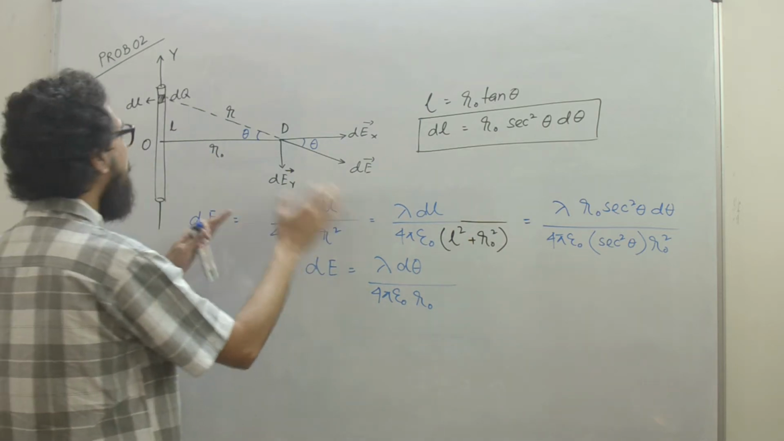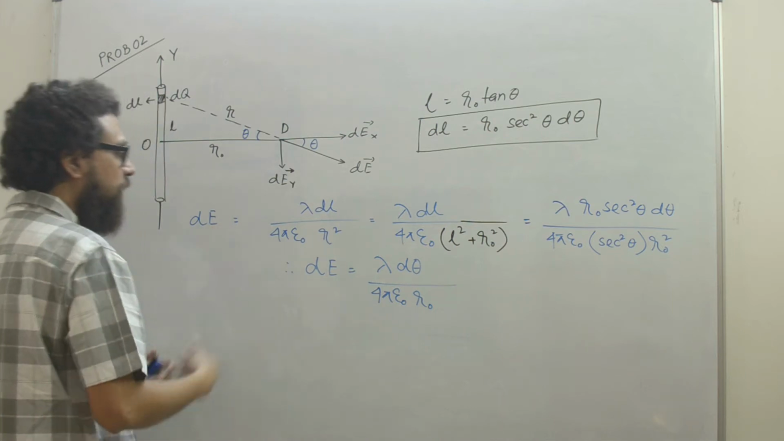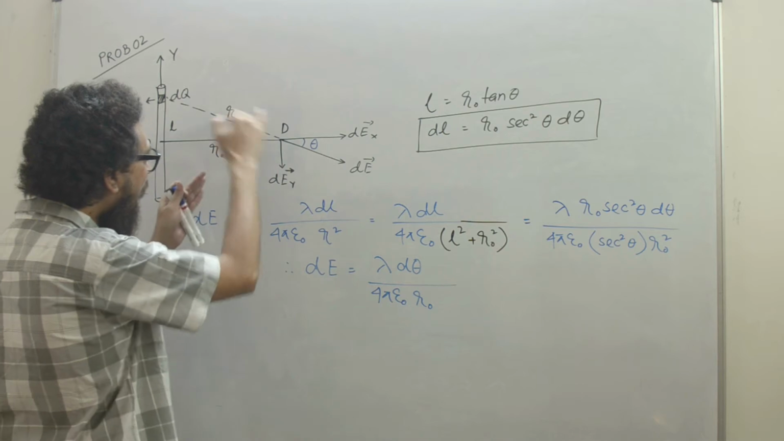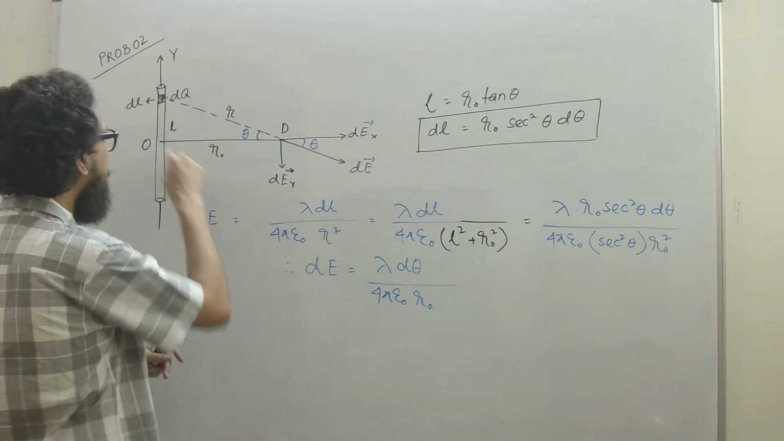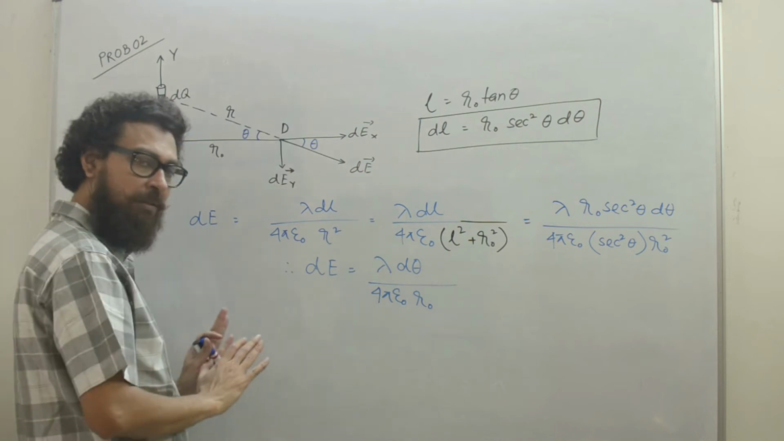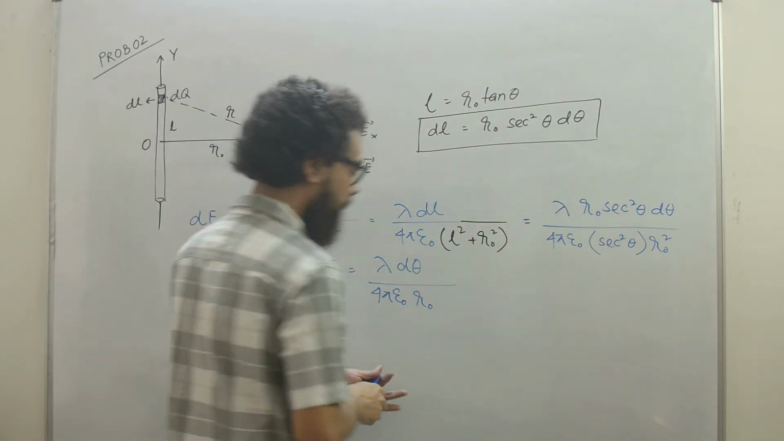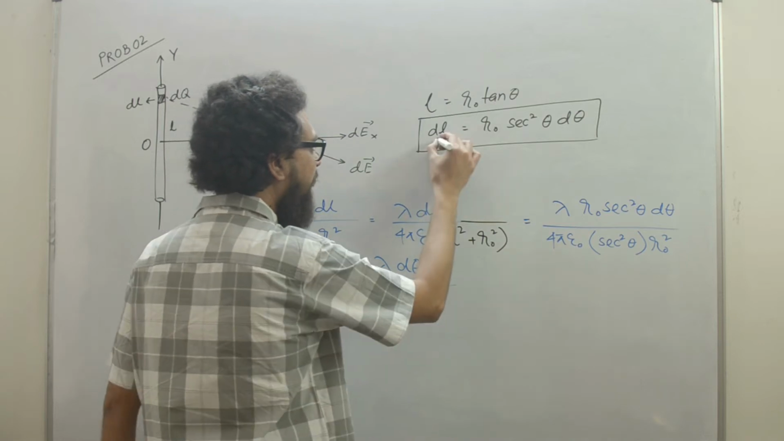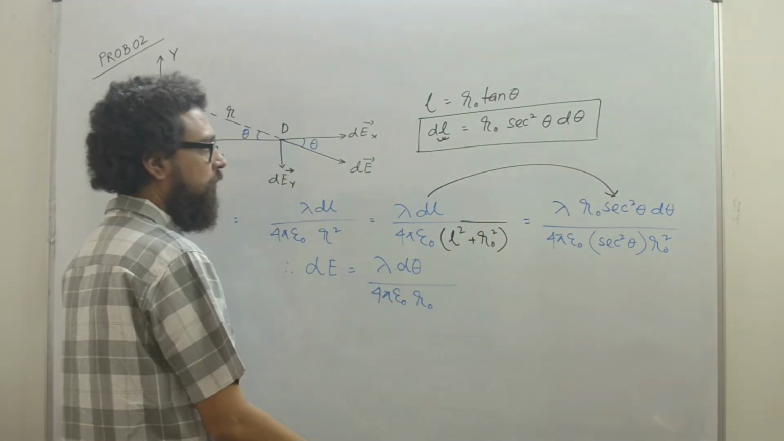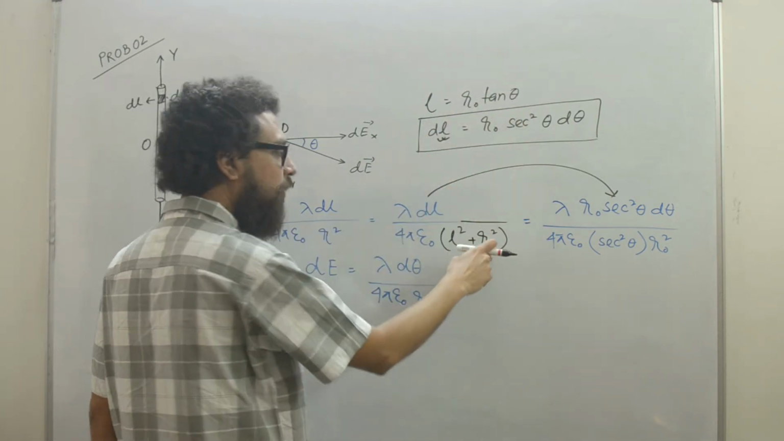So we are writing DE. What will it be? Lambda DL, because DQ is lambda DL, as per the definition of lambda, over 4 pi epsilon naught r square. Great. Now what is r square? It is L square plus R naught square, that I have written in the bracket. Okay. So now I am going to replace the value of DL here, and also we are going to write L square as R naught square tan square theta.